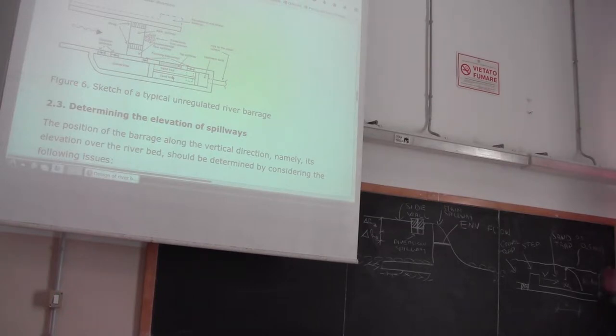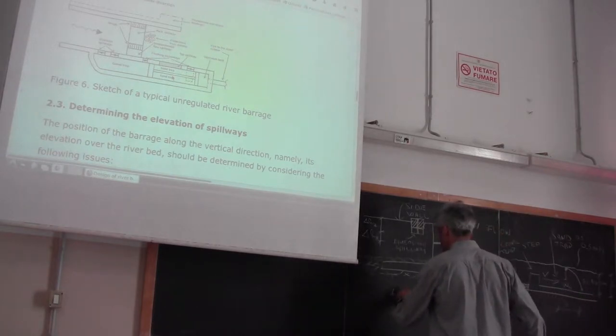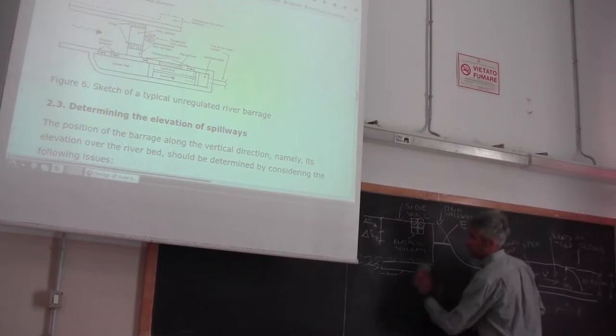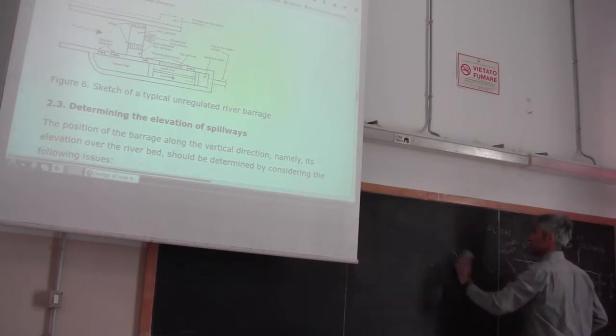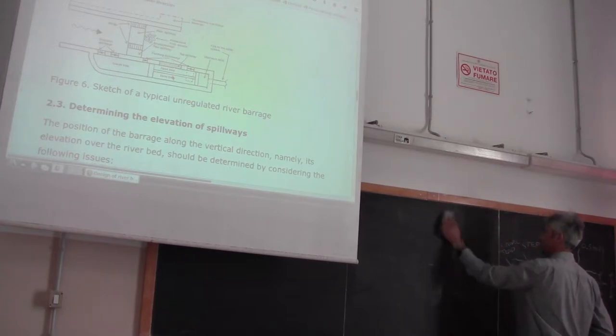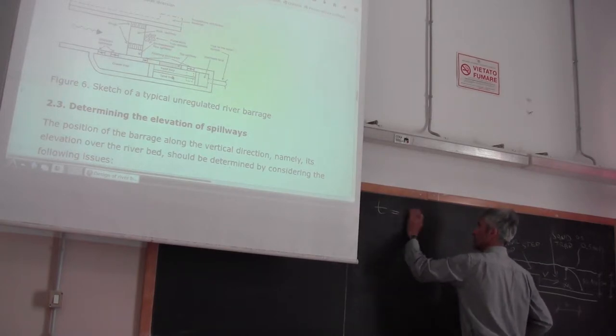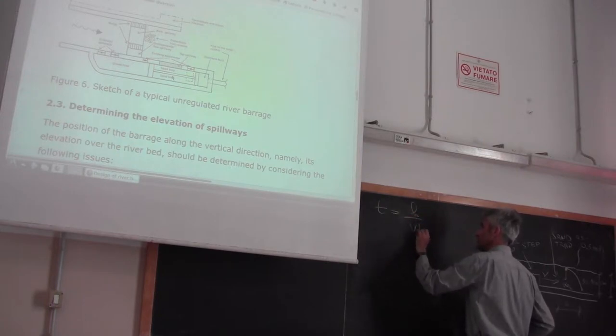Now, let's suppose that we can compute the vertical velocity of sinking WS. Then, if we know H, which is the distance that the particle needs to run, and we know WS, we can compute the time t that is required for the particle to reach the bottom of the sand trap. So t is equal to H divided by WS.